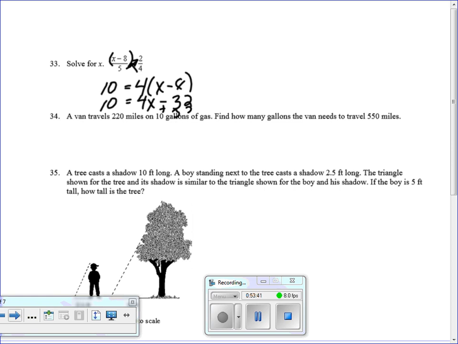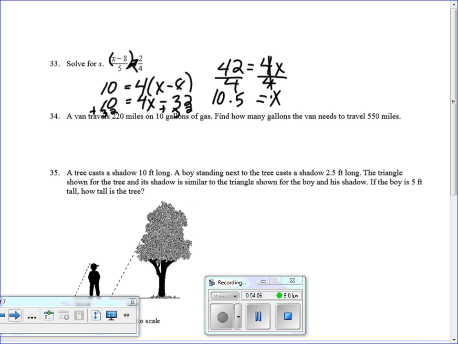Add 32 to both sides. You get 42 equals 4x. Divide both sides by 4, and you're going to get x equals 10.5, which is the same thing as 21 over 2.